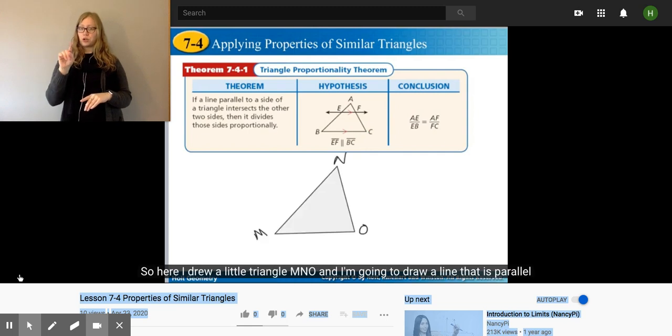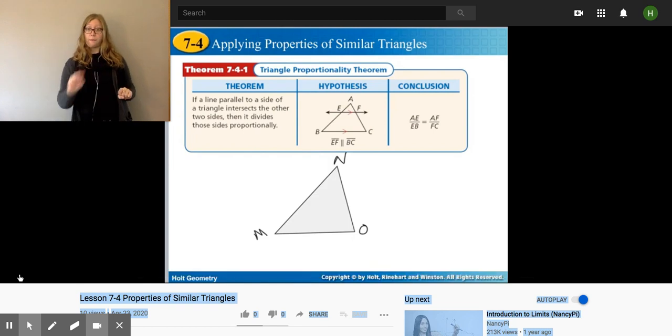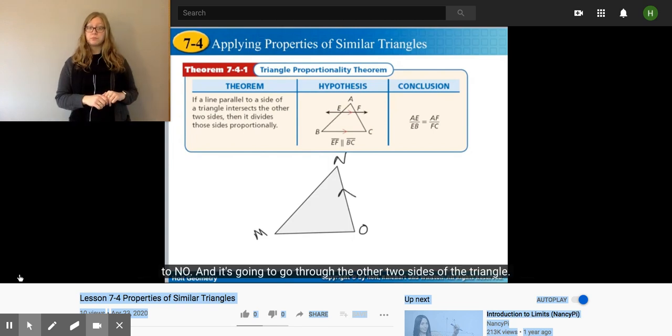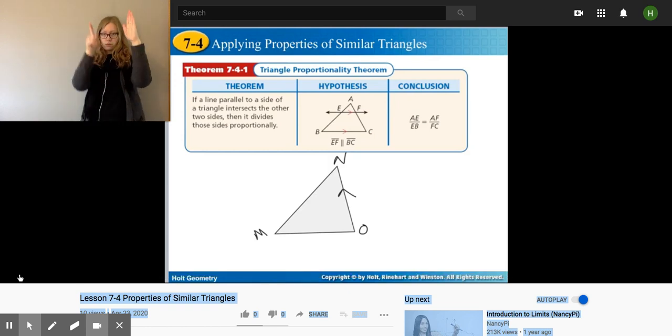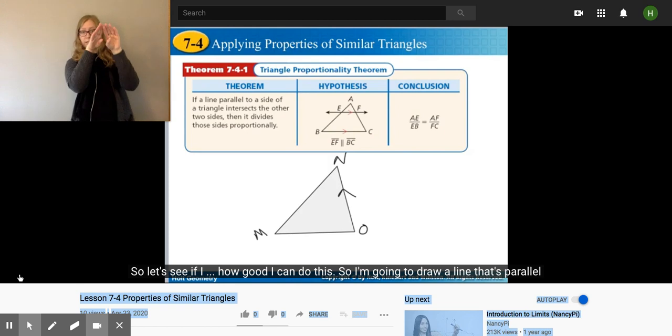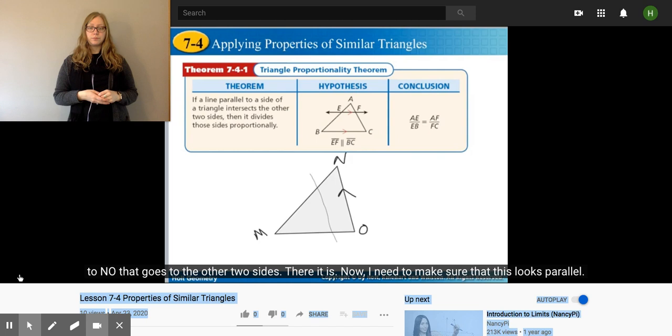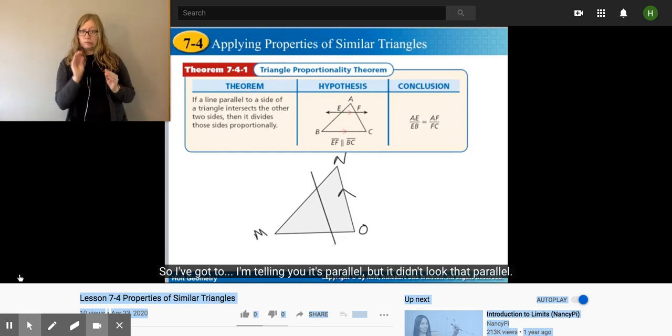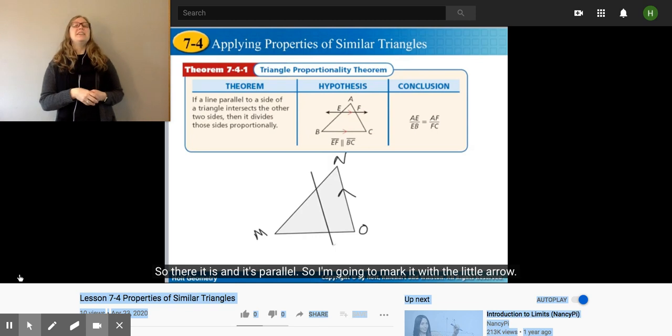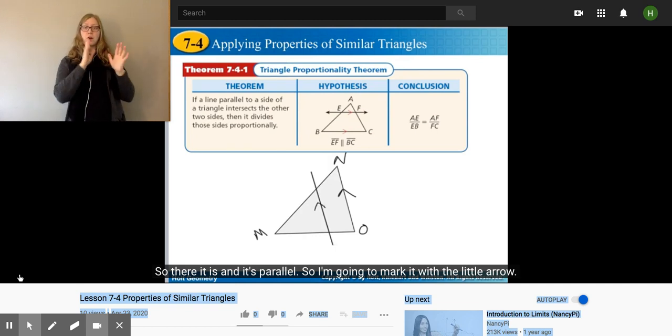So here I drew a little triangle MNO, and I'm going to draw a line that is parallel to NO, and it's going to go through the other 2 sides of the triangle. So let's see how good I can do this. I'm going to draw a line that's parallel to NO that goes to the other 2 sides. There it is. Now I need to make sure that this looks parallel, so I'm telling you it's parallel, but it didn't look that parallel. So there it is, and it's parallel, so I'm going to mark it with the little arrow.